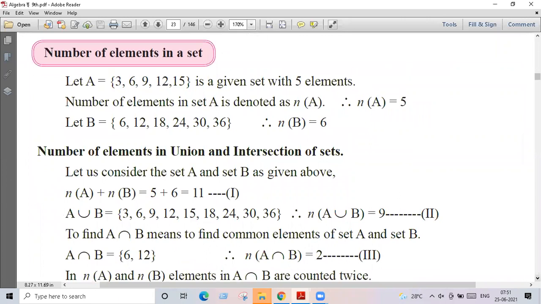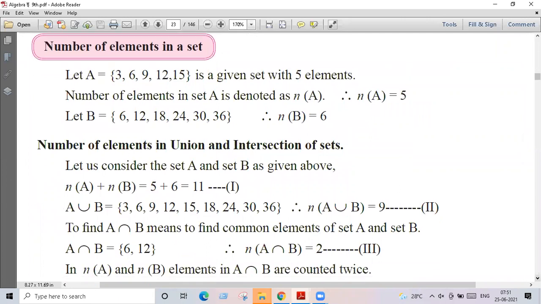Next we are going to learn about number of elements in a set. Suppose this is a set A: 3, 6, 9, 12, 15. How many elements are in this? Count: 1, 2, 3, 4, 5. So it is a set with 5 elements.